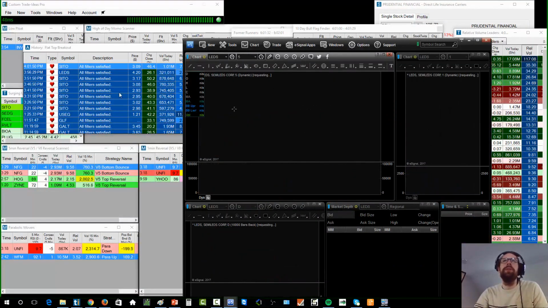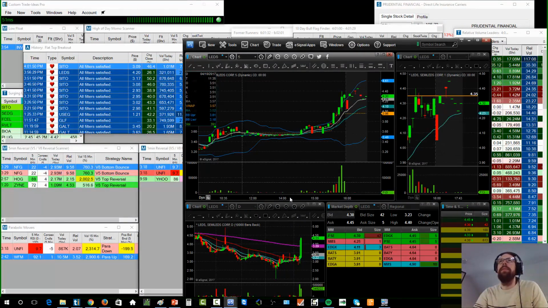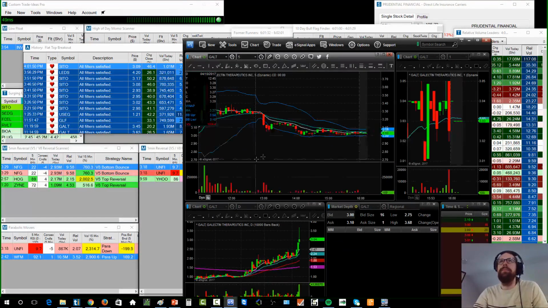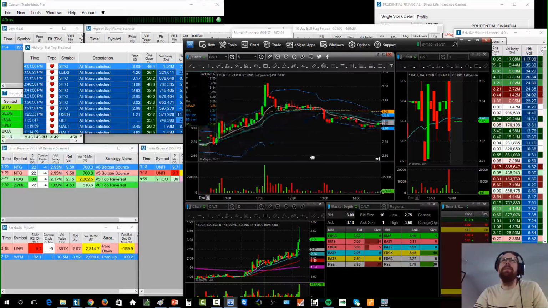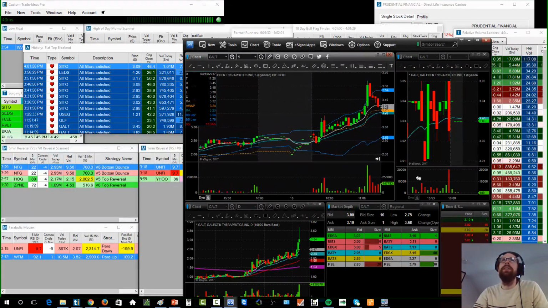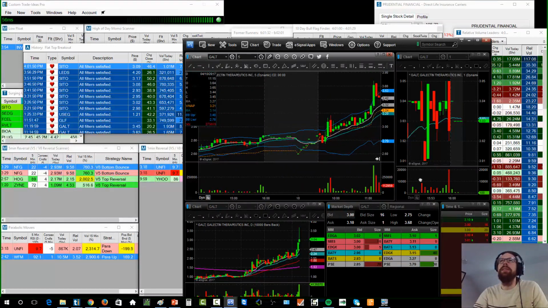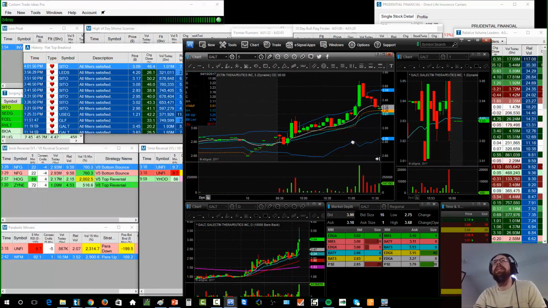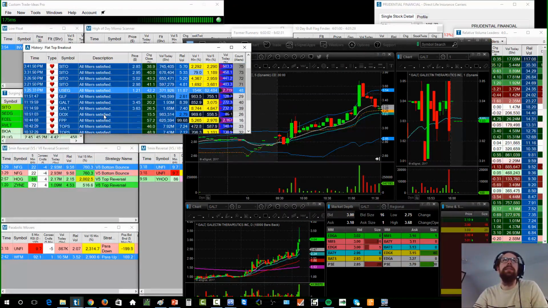LEDS was right before the close, and that's just kind of at the high of day. I don't know if that's really a good alert there. GALT, that was at 11:20. Now this is a problem here because it was alerting as it was coming back down. But again, this was the same one that we found on the bull flag scanner, and it wasn't bad, it just didn't work. So not a bad idea to look at it anyways.